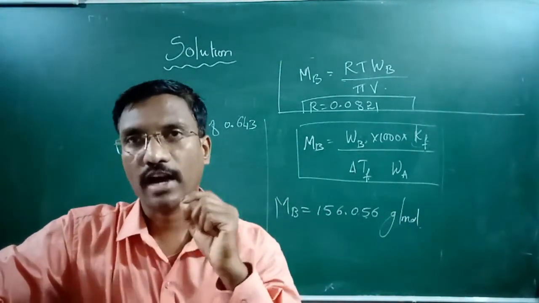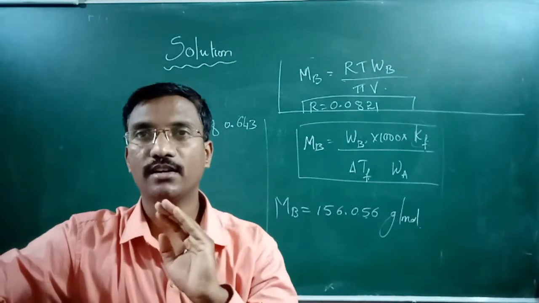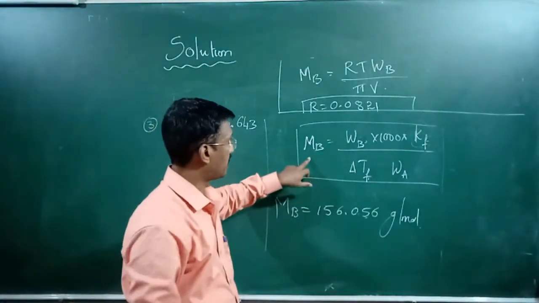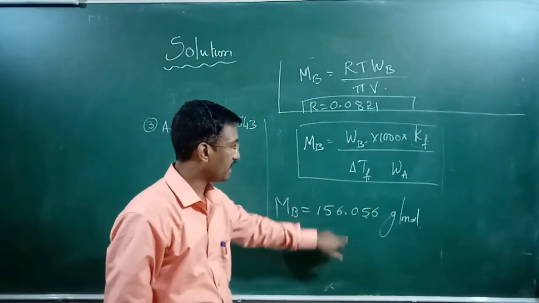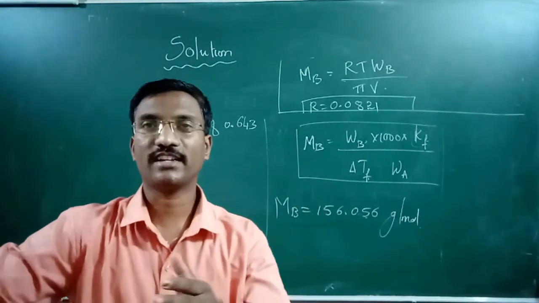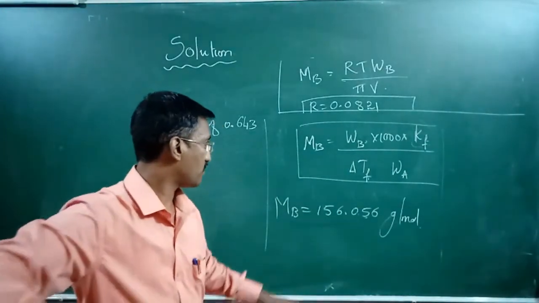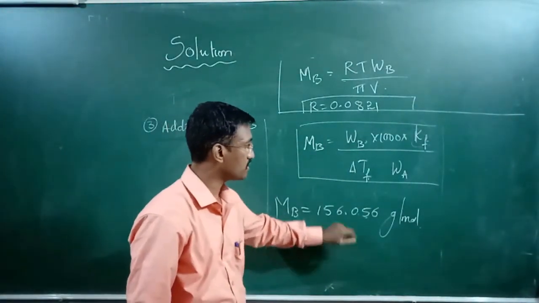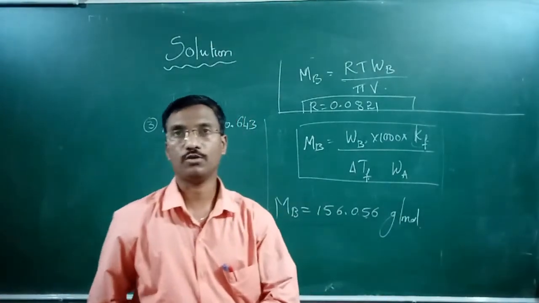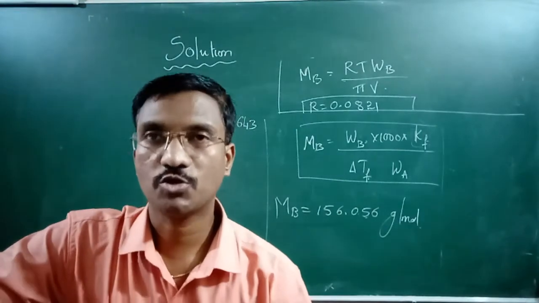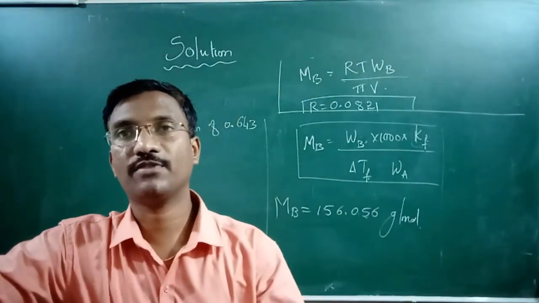I have given the given data also, and I have substituted all the data into the equation, but in between I left some blanks. Just you have to solve that one, use the calculator, and bring the answer. The final answer is 156.056 gram per mole. So this is about the calculation of molecular mass of solute using the freezing point.